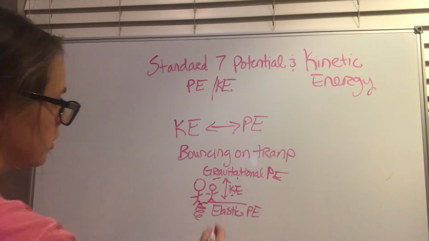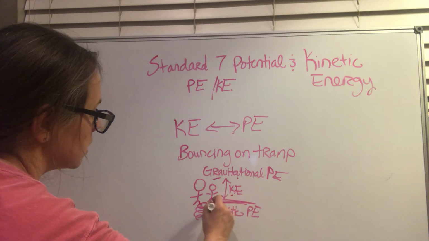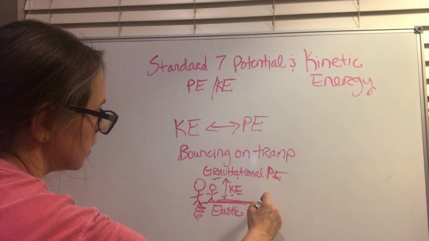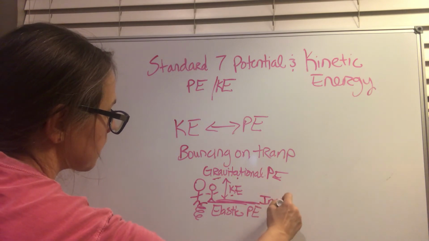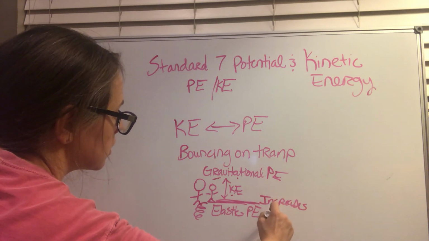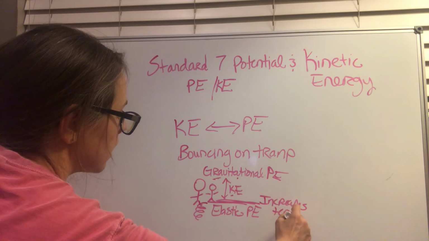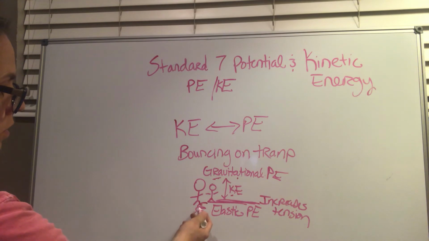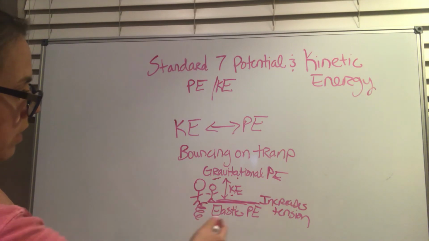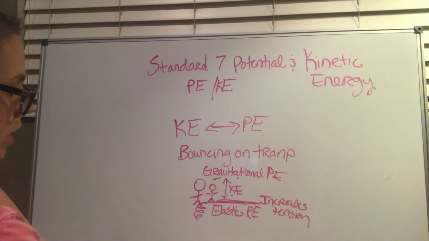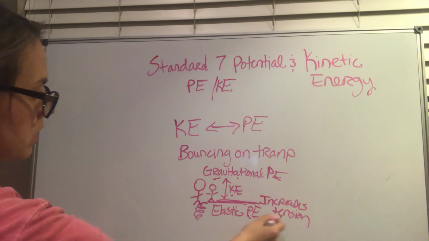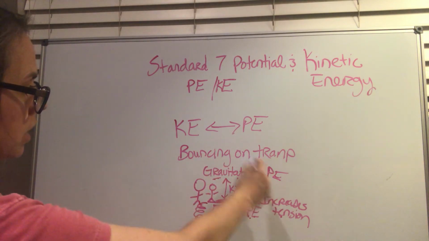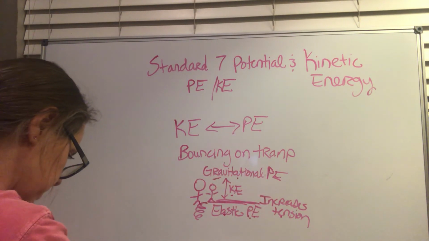And the last thing too is this trampoline. If it is not so elastic and instead it increases in tension, then that is also going to take the energy away from the system, because you don't have your spring as much, right? You're decreasing the elastic potential energy, because when tension increases, elastic potential energy decreases. So the total energy in the system is decreasing.